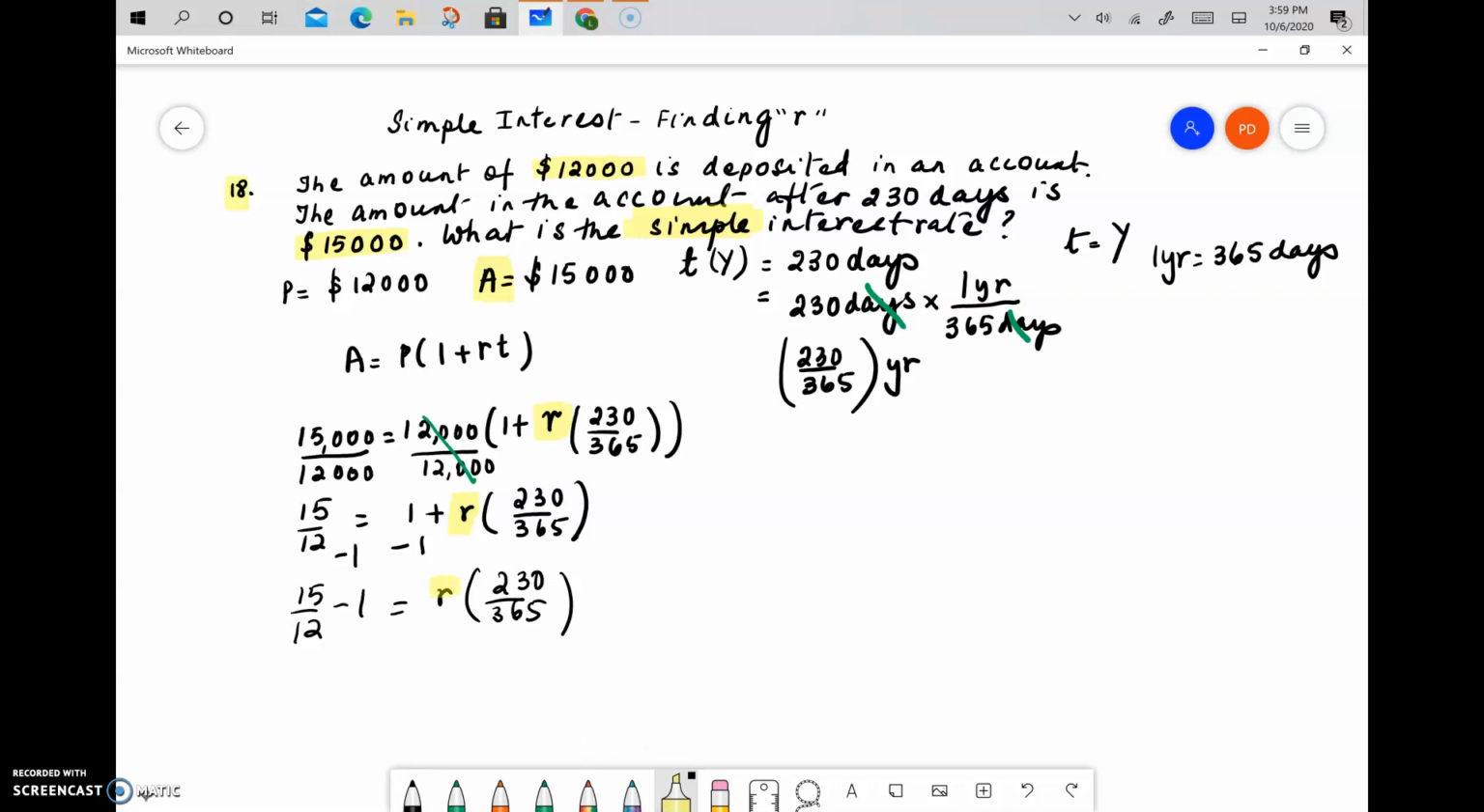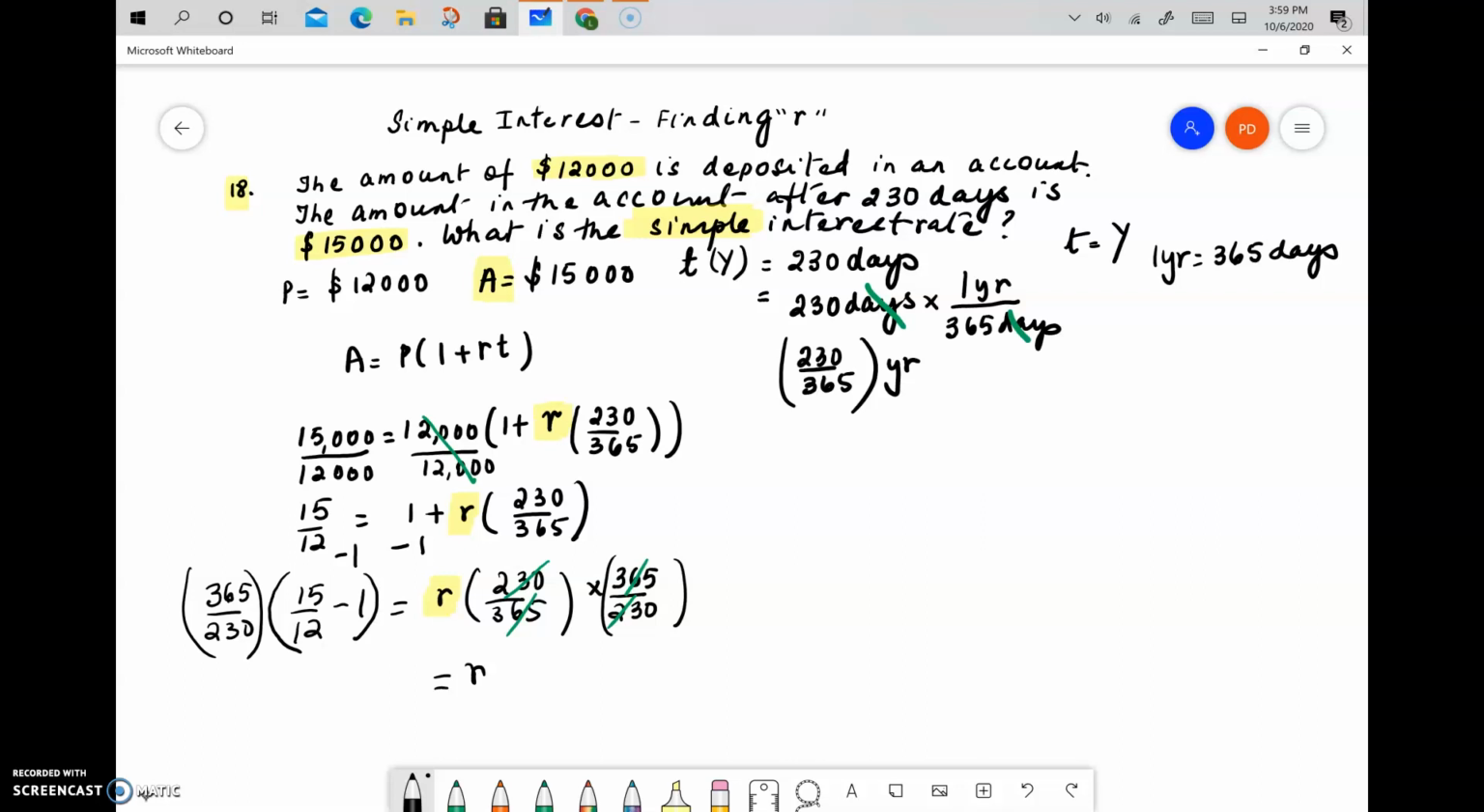Again, remind ourselves that R is what we're trying to get by itself. So we need to get rid of 230 over 365. So let's multiply both sides by 365 over 230, which is the reciprocal. Make sure you put this in parentheses before you multiply the left side. The parentheses are important. 365 over 230. Okay, so make sure that we get R by itself. So finally R is by itself.